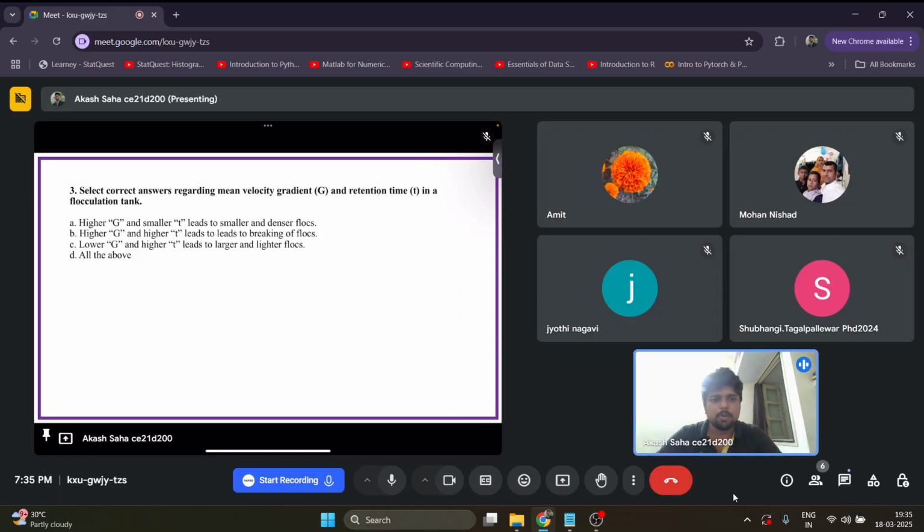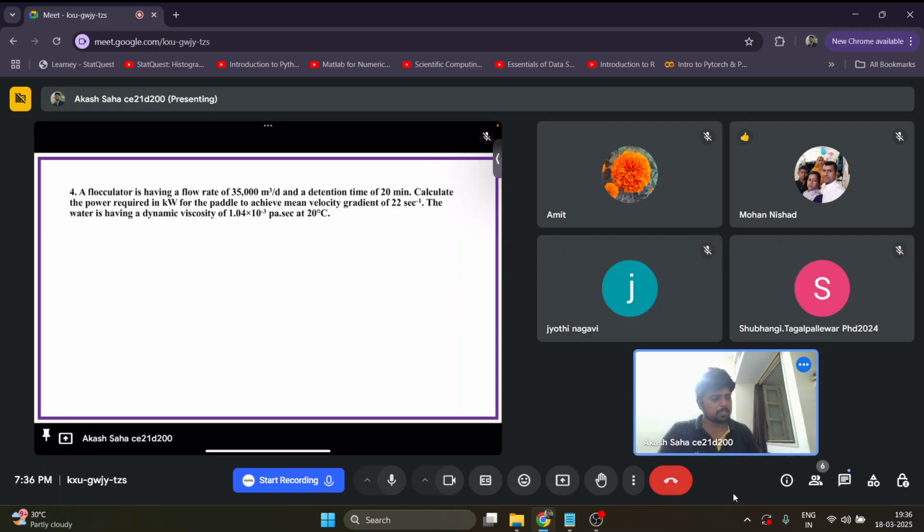So I hope you are able to understand all these three phenomena. Based on the G value and T value, we can govern the size and the type of flock, whether it will be small or large, or whether it will be dense or light. Is it okay? Fine. Now, next one.